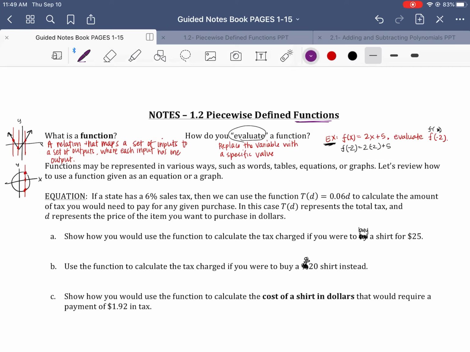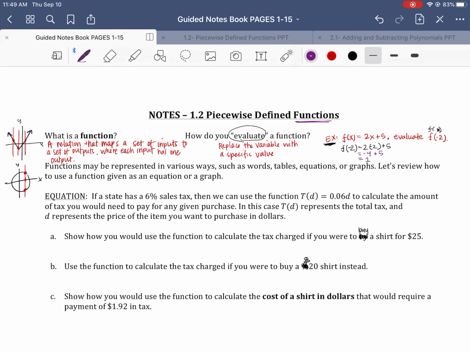Then evaluating means we simplify as far as we can go. So 2 times negative 2 is negative 4, plus 5 there on the end. Negative 4 plus 5 would give us a value of 1. So at f of negative 2, we get the value 1.